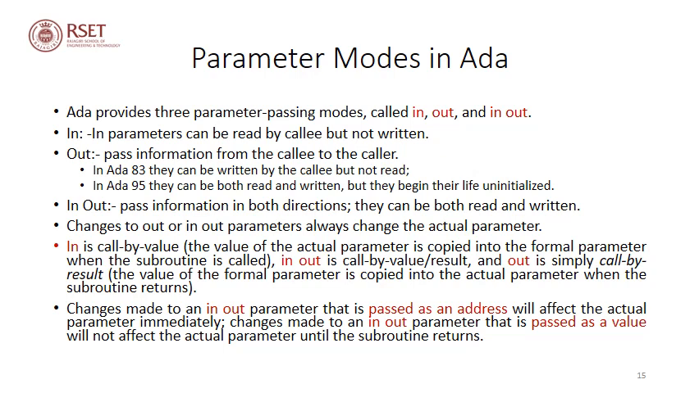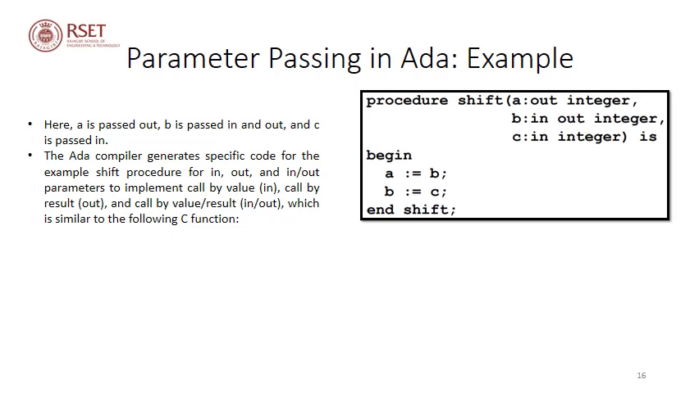So in call by value result, we'll copy the value of the actual parameter to formal parameter in the beginning. And when the function returns, the value of the formal parameter will be copied back to the actual parameter only when the function returns. So that is in-out. Now here in this slide, we'll see an example for the different parameter passing modes in ADA. There are three different parameter passing modes in ADA: in, out and in-out. So in this example code, you can see that there is a procedure called shift which takes 3 integer arguments as input. The formal parameter A is an out parameter, B is in-out parameter, and C is in parameter.